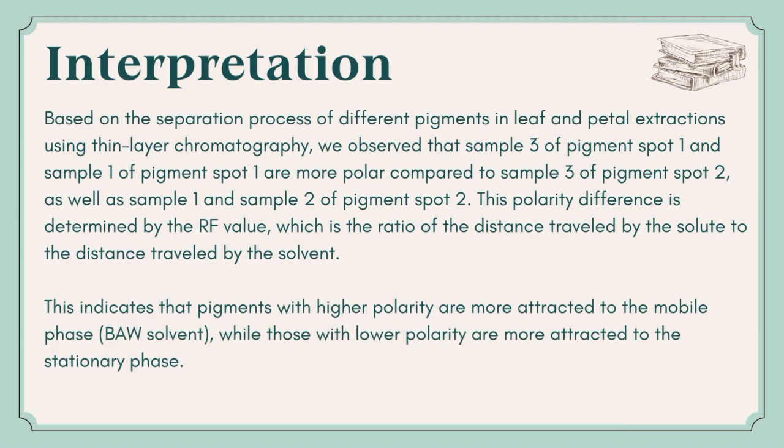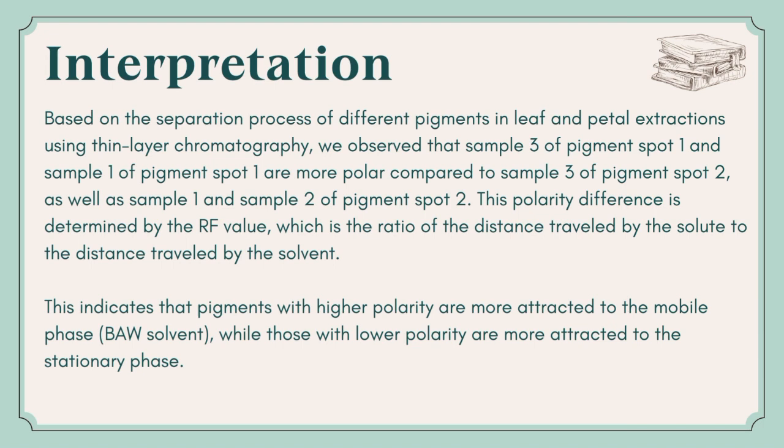So based on the extraction process of different pigments in leaf and petal extraction using thin layer chromatography, we observe that sample 3 of pigment spot 1 and sample 1 of pigment spot 1 are more polar compared to sample 3 of pigment spot 2 as well as sample 1 and sample 2 of pigment spot 2. This polarity difference is determined by the Rf value, which is the ratio of the distance traveled by the solute to the distance traveled by the solvent.